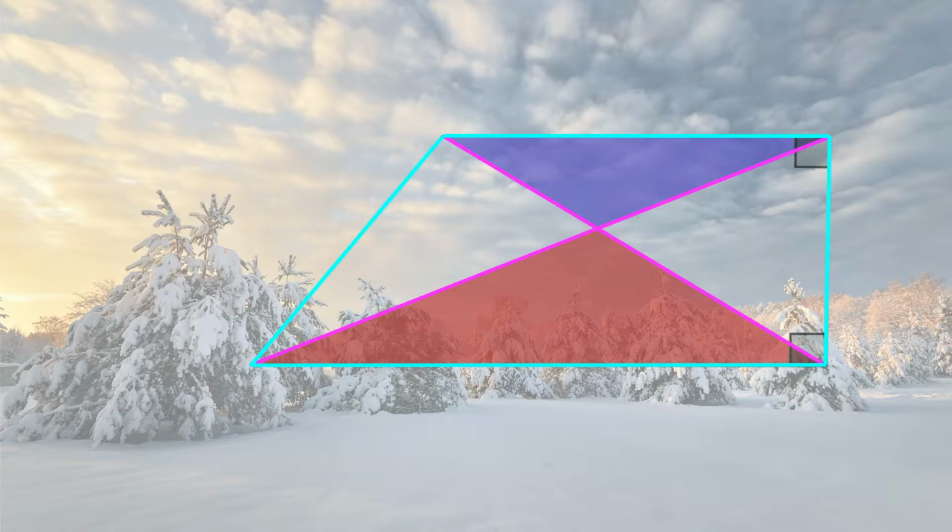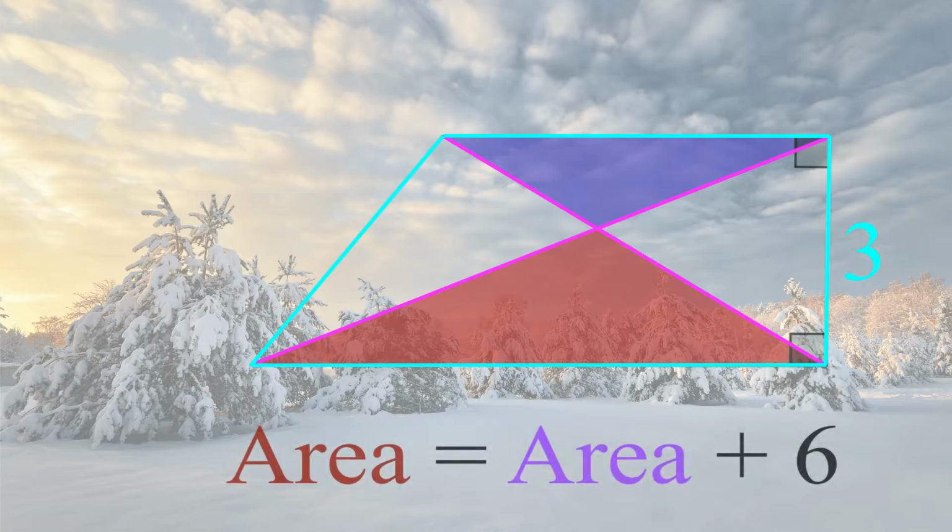In this specific trapezoid, the leg that's perpendicular to the parallel bases has length 3, and we're told that the area of the red triangle is 6 greater than the area of the purple triangle. The question is easy enough to state. All we're asked to do is find the length of the side that is not perpendicular to the parallel bases.